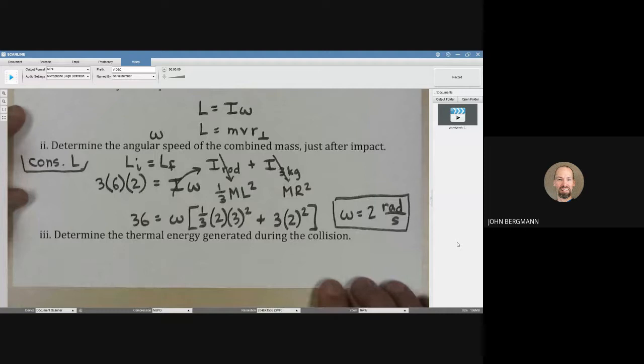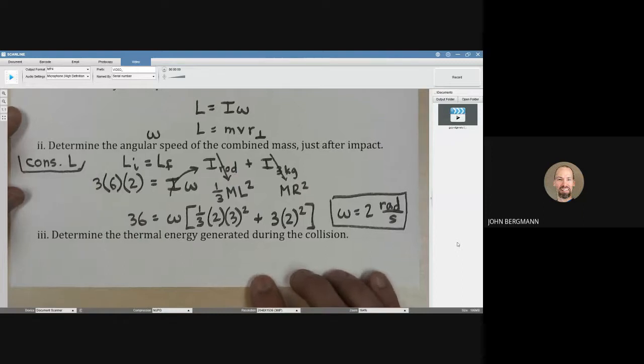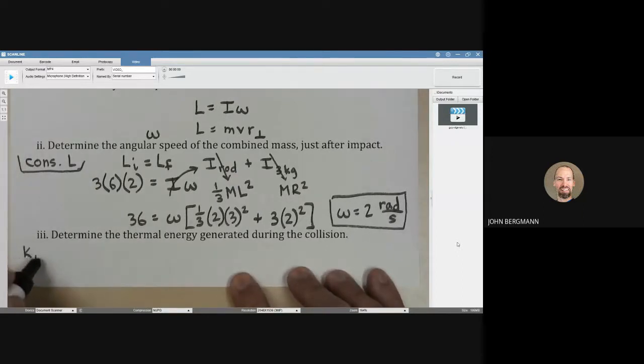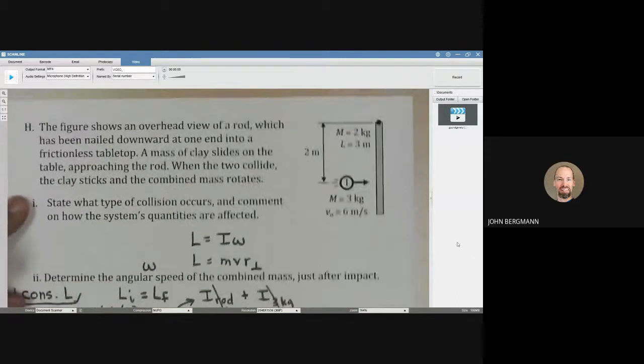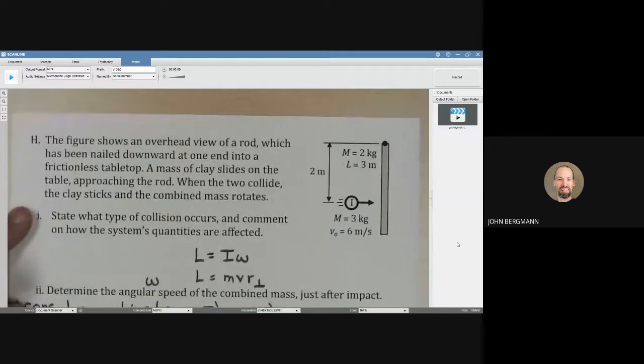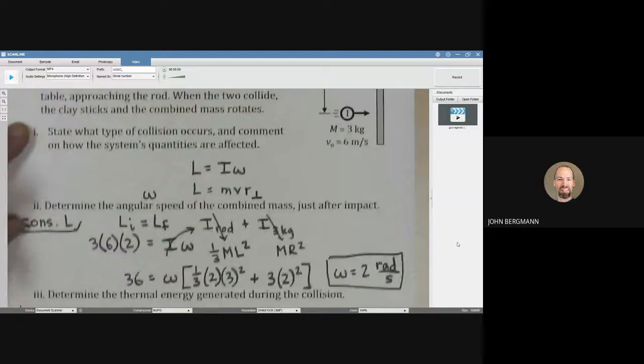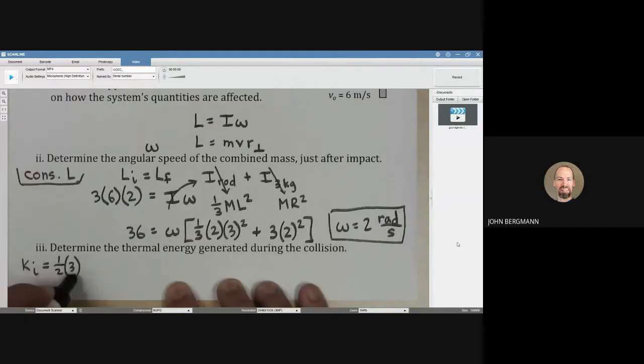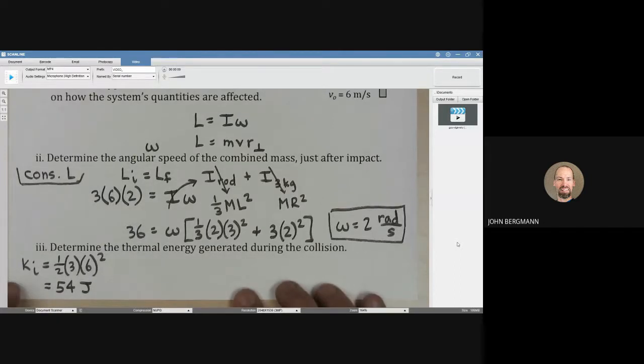Last part, determine the thermal energy generated during the collision. With thermal energy, we need to consider the initial kinetic energy and the final kinetic energy. Let's go back to the picture quickly. Initially, this mass here is the only one that has kinetic energy. So that's going to be 1/2 times 3 times 6 squared. What does that come out to be? That comes out to be 54 joules. That's how much kinetic energy we have to start with.